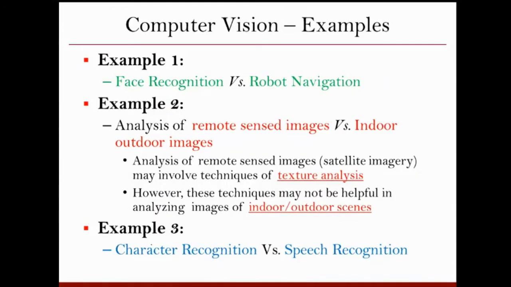Okay, let us see some examples where the techniques that you are using will be different. For example, I just said face recognition versus robot navigation. Whatever you use in face recognition will not be useful in robot navigation. Similarly, take another example: the problem is to classify remote sensed images, or let's say images taken through a satellite. Our objective is to find out which places have forest, and which places have buildings or man-made structures.